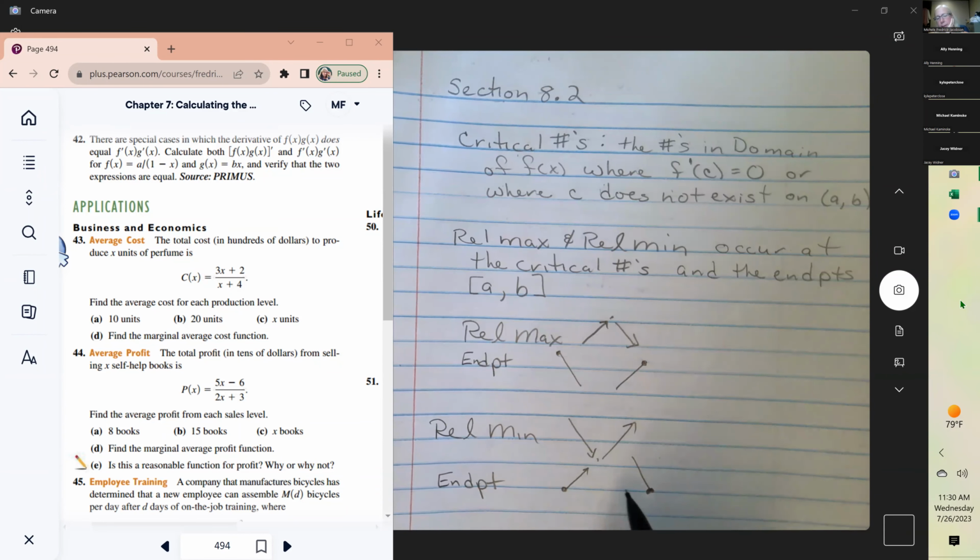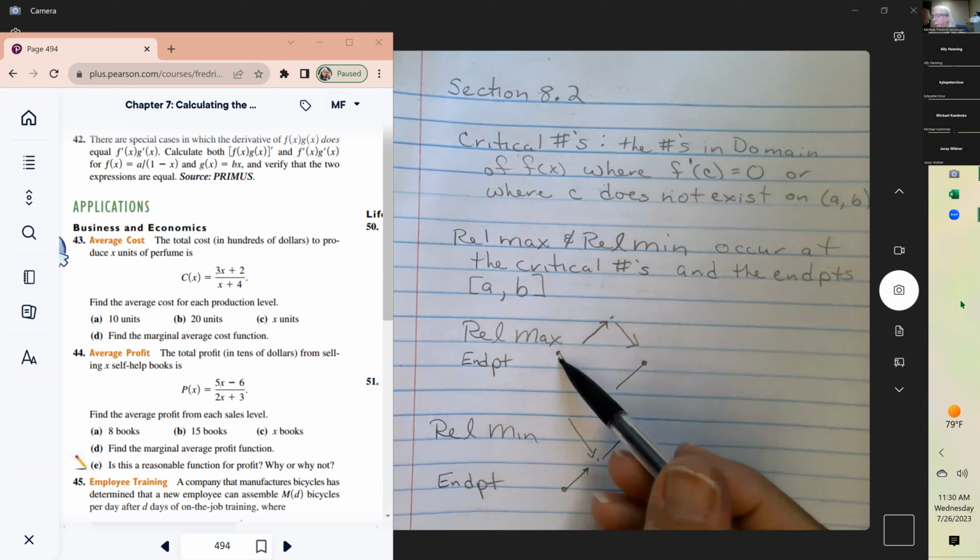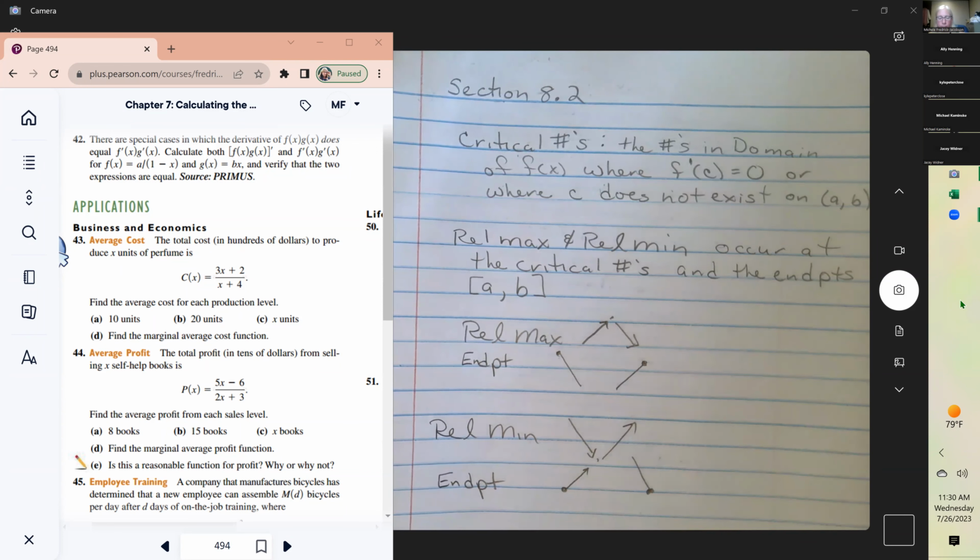So an endpoint can be a max or a min. Even though we don't know what's happening on the other side of it, we only look at what we can see. And this would be a high point, this would be a low point. Any questions? Problems.